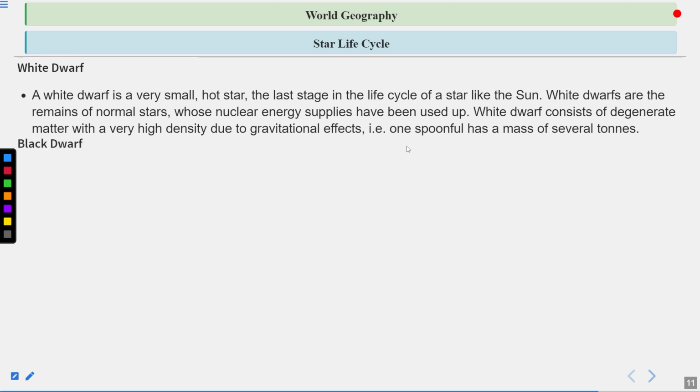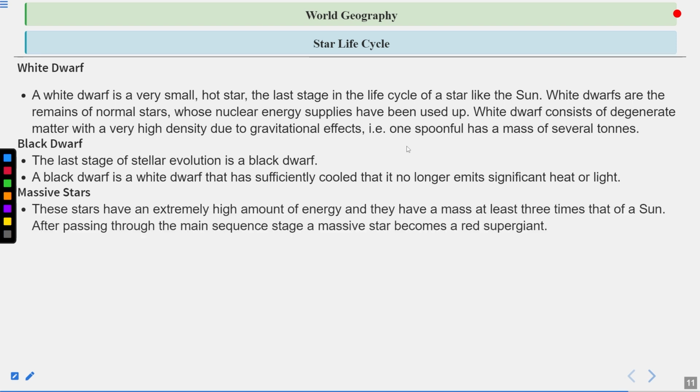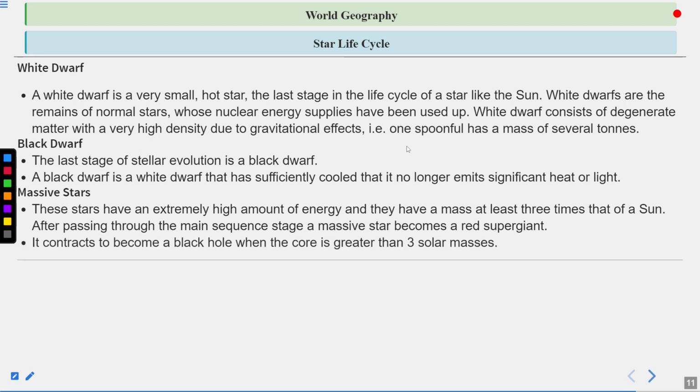Black dwarf. The last stage of stellar evolution is a black dwarf. A black dwarf is a white dwarf that has sufficiently cooled that it no longer emits significant heat or light. Then massive stars. These stars have an extremely high amount of energy and they have a mass at least 3 times that of the Sun. After passing through the main sequence stage, a massive star becomes a red supergiant. It contracts to become a black hole when the core is greater than 3 solar masses.